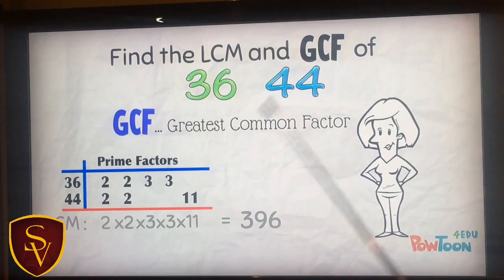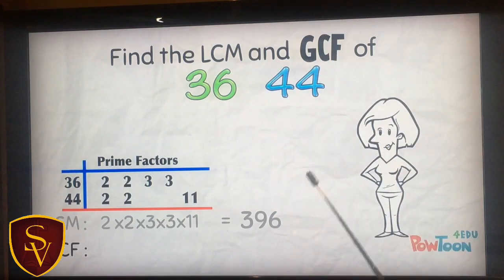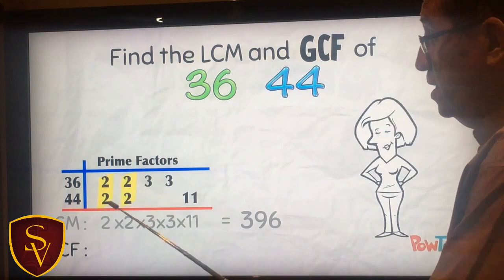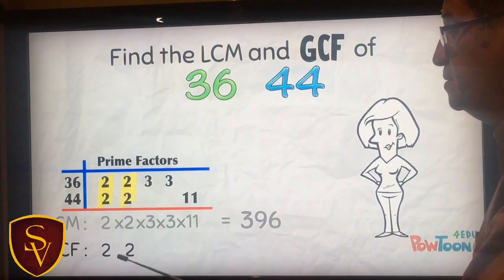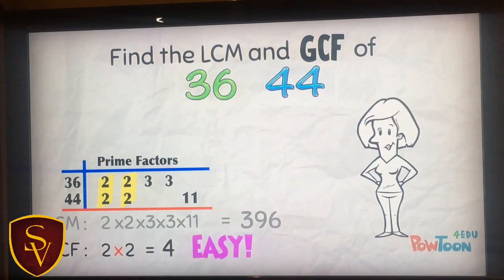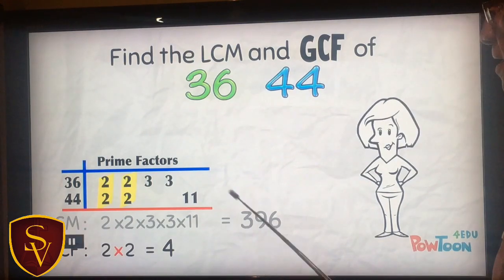But what happens with the GCF, the greatest common factor? Well, let's see what the common factors are for these two numbers. The common factors of these two numbers are only these two: 2 and 2, which means the greatest common factor that we can find for both numbers is 2 times 2, which, if you multiply, is going to give you 4. So you find that the GCF is 4 and the LCM is 396.